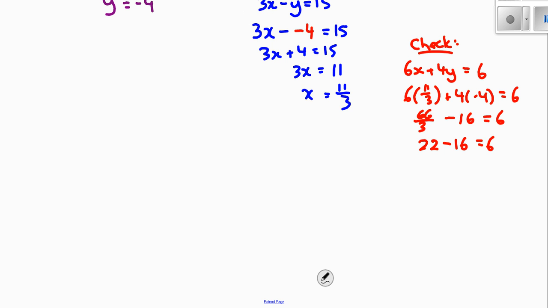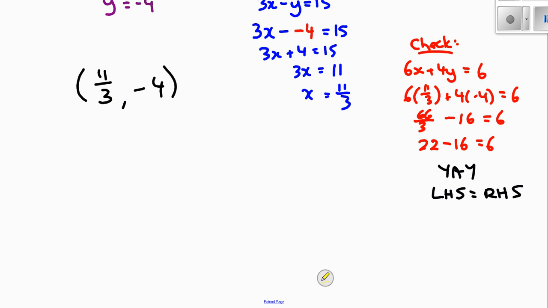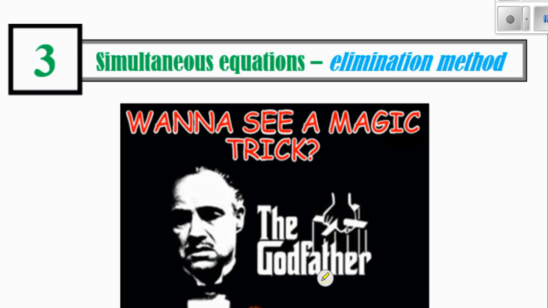So you can get weird fraction answers like that. Yay, left hand side, right hand side. I'm trying to think, what's something I forgot to do on my last answer? That's right, I forgot to write the final answer. So remember, you've got to write the coordinates. 11 over 3, you might write your x first, and negative 4. So I'm going to go back and do that to my previous page. I forgot to do that, didn't I? Naughty me.